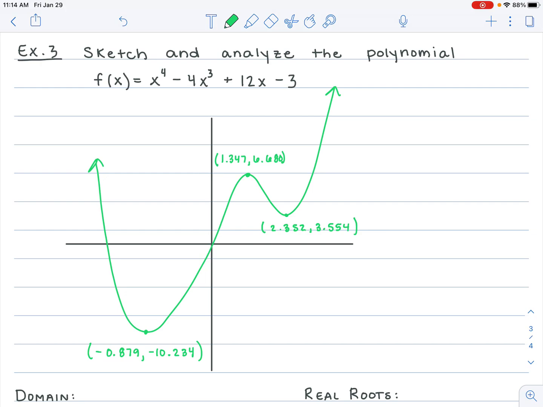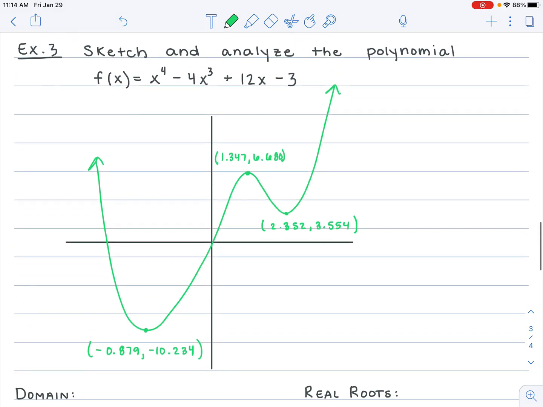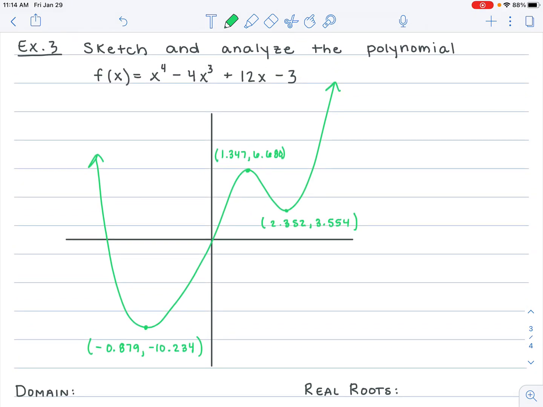2.352, 3.554. All right, so there's my sketch and kind of how I do that. So again, you only need to focus on those mins and maxes.